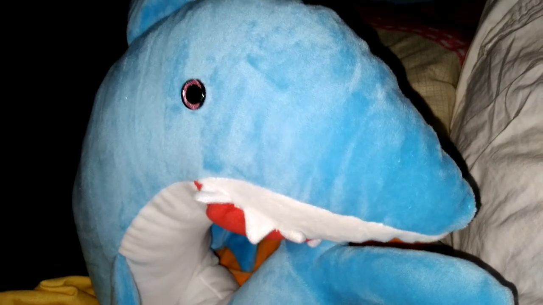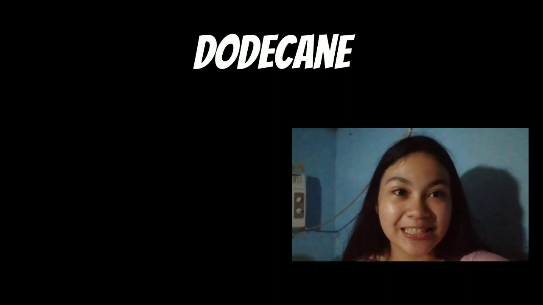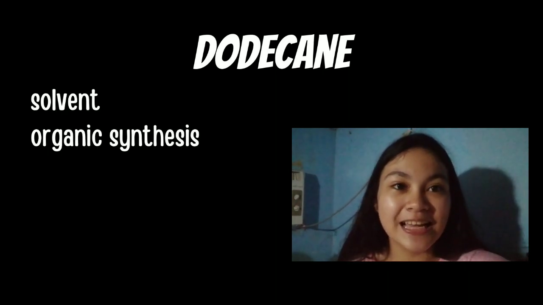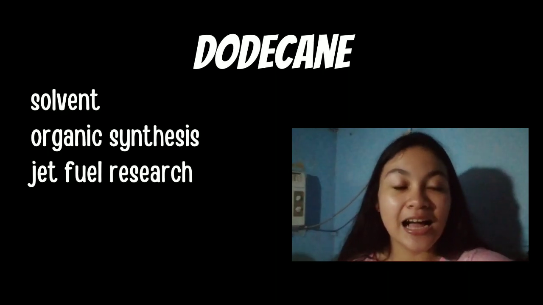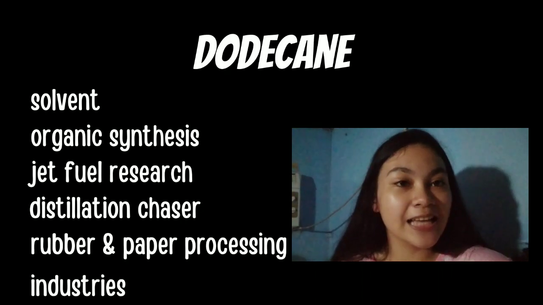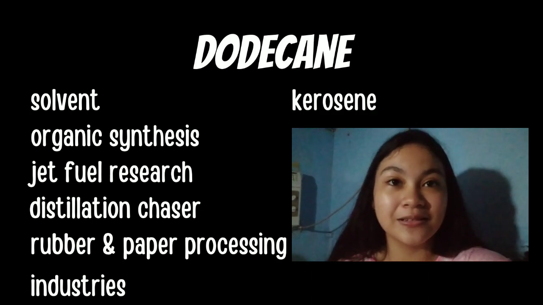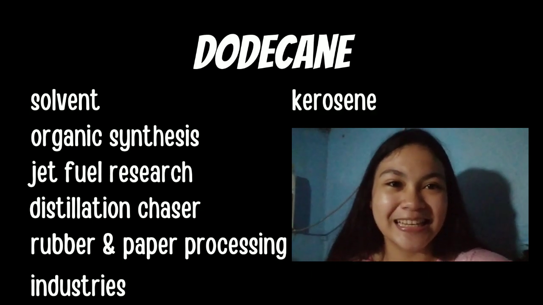Where do we use the dodecane? Well, dodecane is a component of gasoline and is used as a solvent in organic synthesis, in jet fuel research, as a distillation chaser, and in the rubber and paper processing industries. It is actually a major component in kerosene and some jet fuels, which is the reason why it is important.